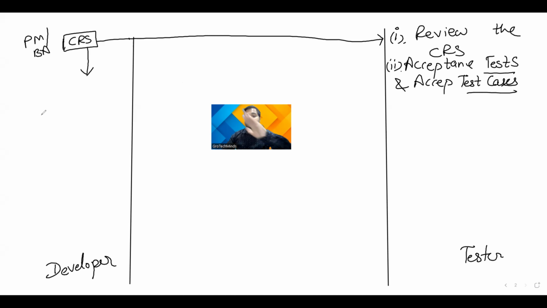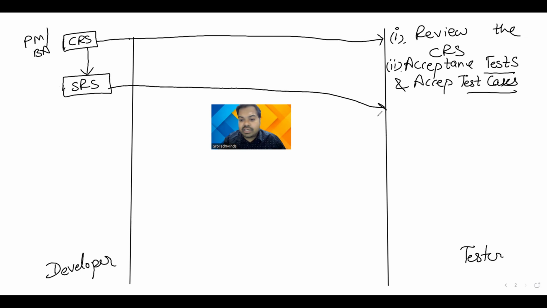Now, the tester's job is done, but the developer has not completed his job. Now, the developer is trying to convert this CRS into SRS with the help of the product manager or business analyst, whoever is available. Now, you might be thinking, Manish, but this is the job of the product manager, right? Yes, guys. This can be done by the product manager or business analyst alone, but some companies also make use of the developers to convert the CRS into SRS. So once the SRS is ready, guys, again, it will be handed over to both the testers as well as the developer.